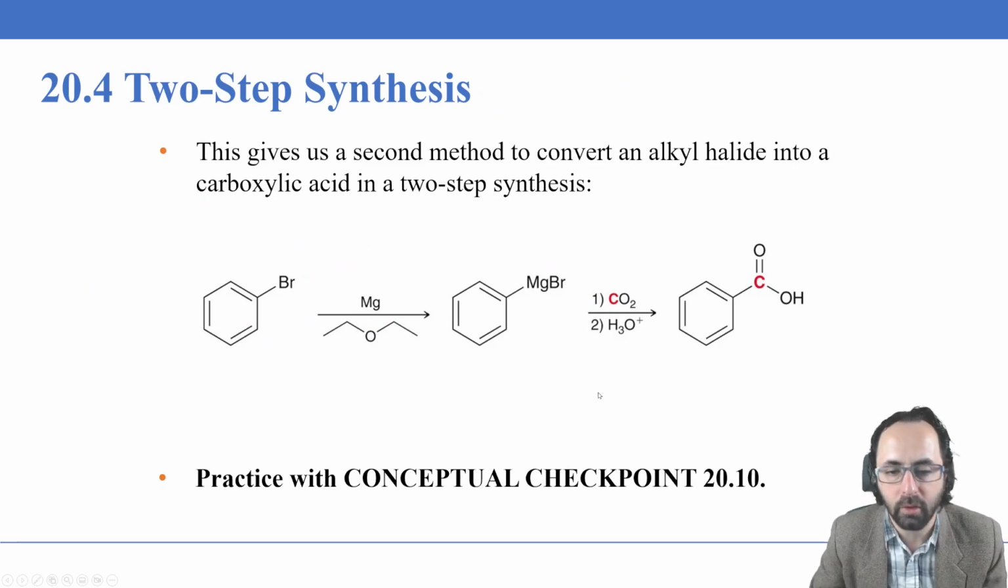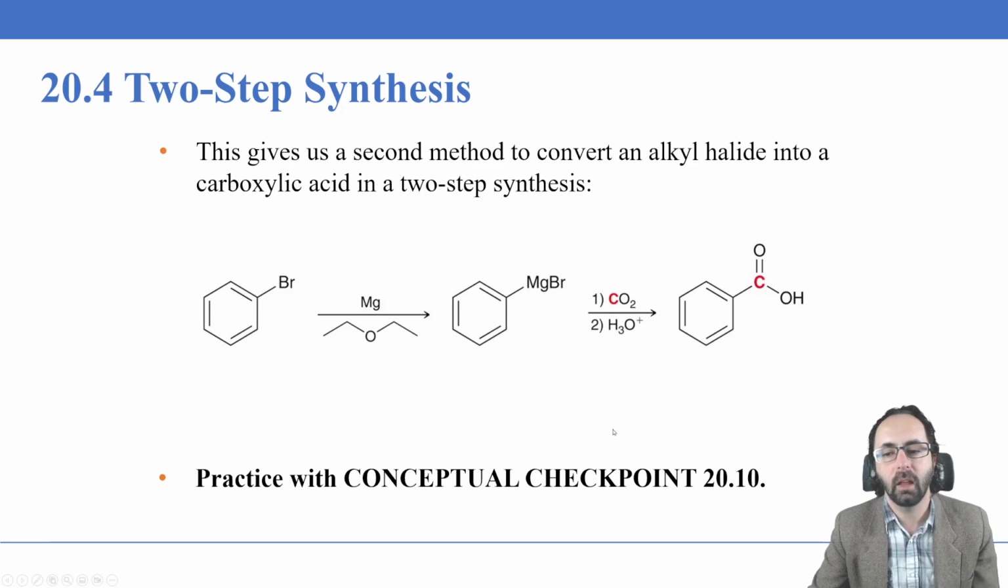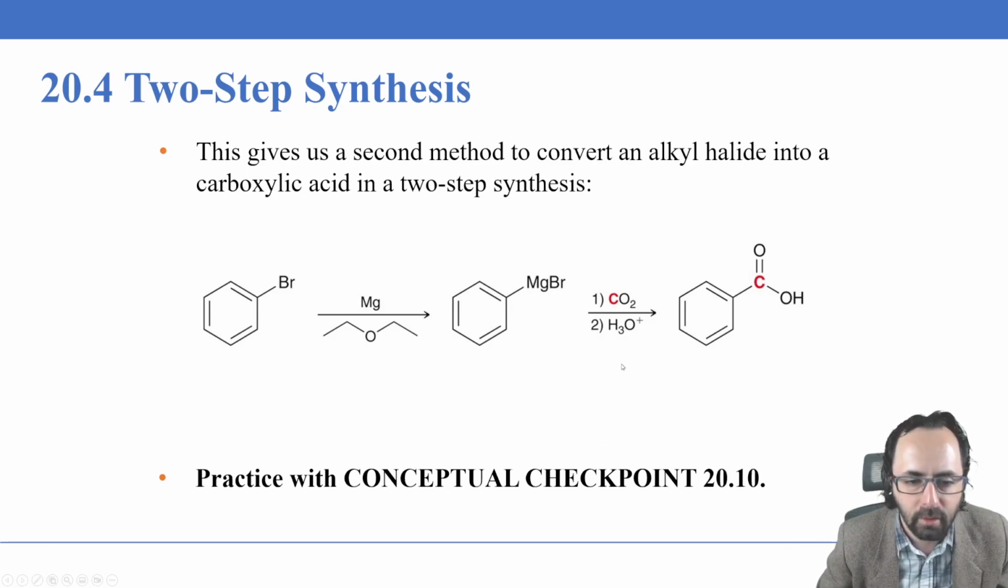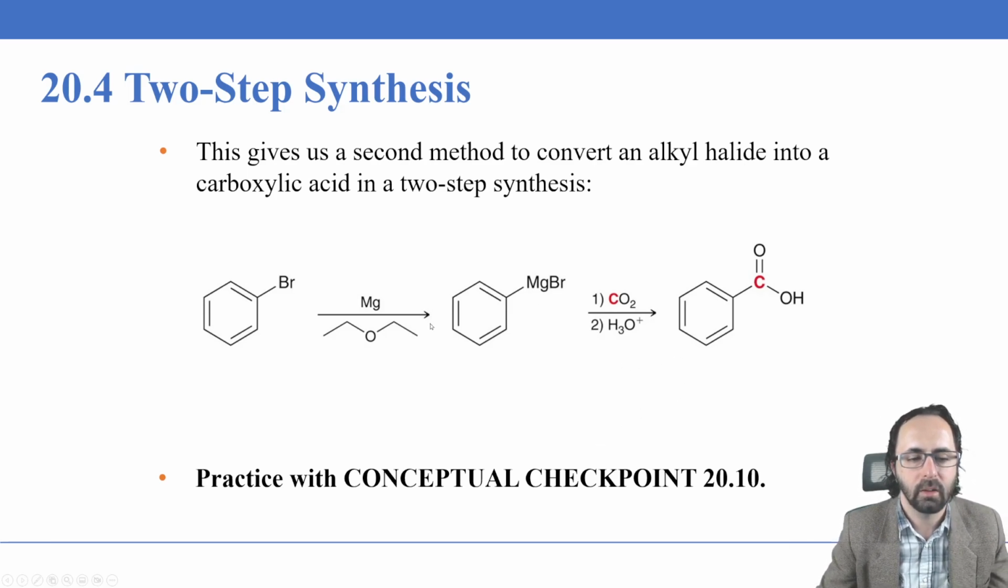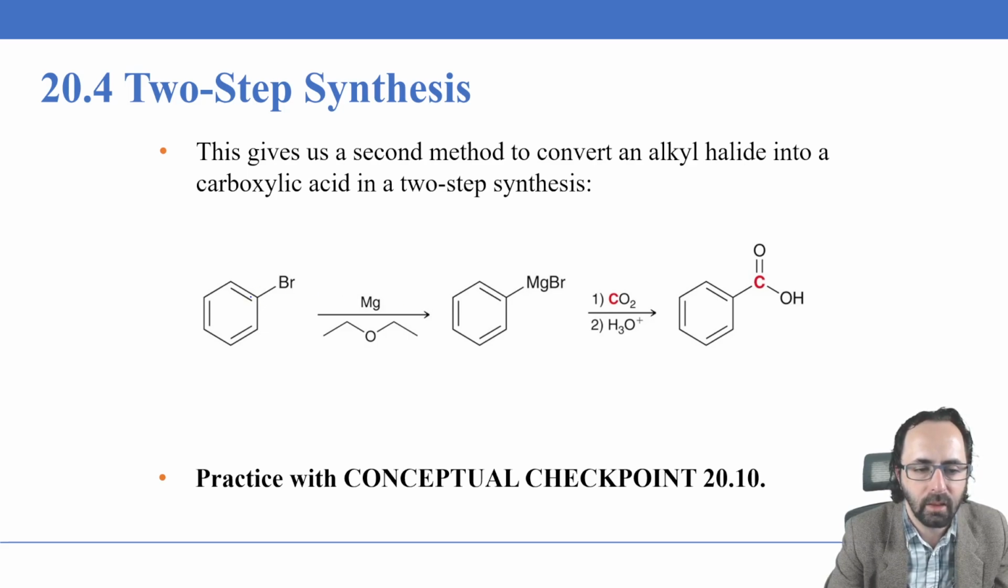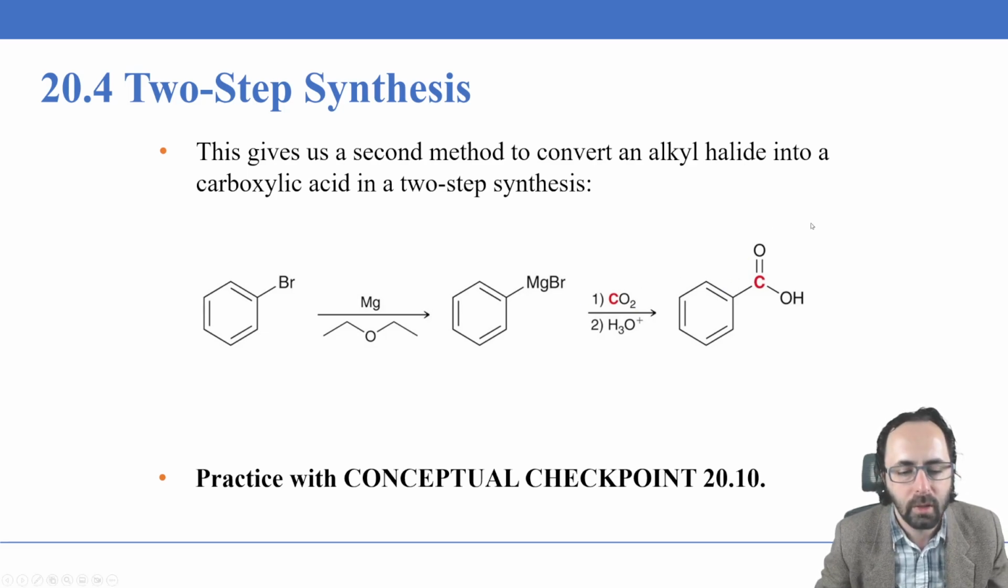So if we're going to do a Grignard reaction to produce a carboxylic acid, what we want to do is, again, take the alkyl halide here, react with magnesium in the presence of diethyl ether as a solvent, and we will get the alkyl magnesium bromide. And then at that point, again, we've got what's essentially a carbanion, which will attack the CO2 and produce the carboxylic acid.